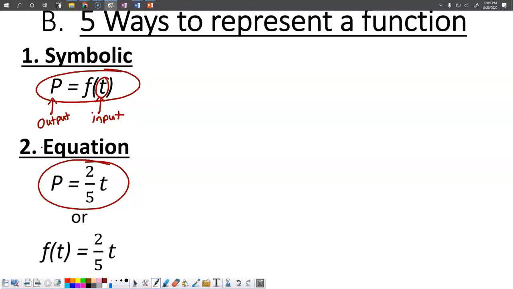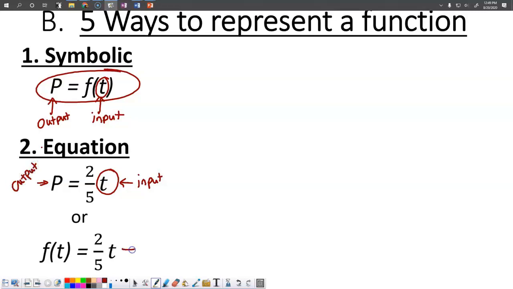Now you guys will notice that I wrote it twice, and that's because here I used P, but down here I used F of T. It doesn't matter because, as you remember from part 1, P and F of T are the same thing. So if we're using the top one, then the one on this side with all the other numbers and stuff is going to be the input variable. And the one that's by itself is going to be the output.